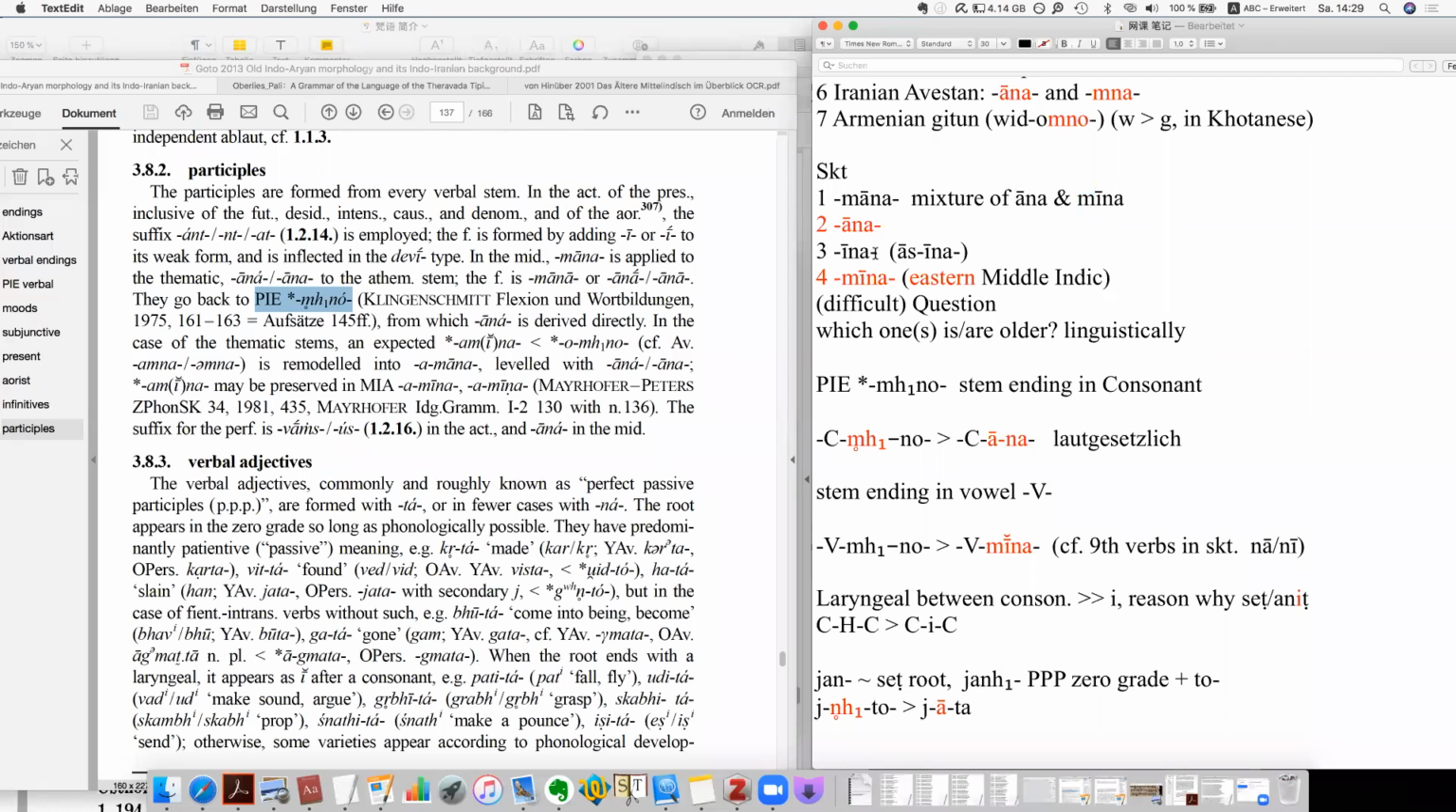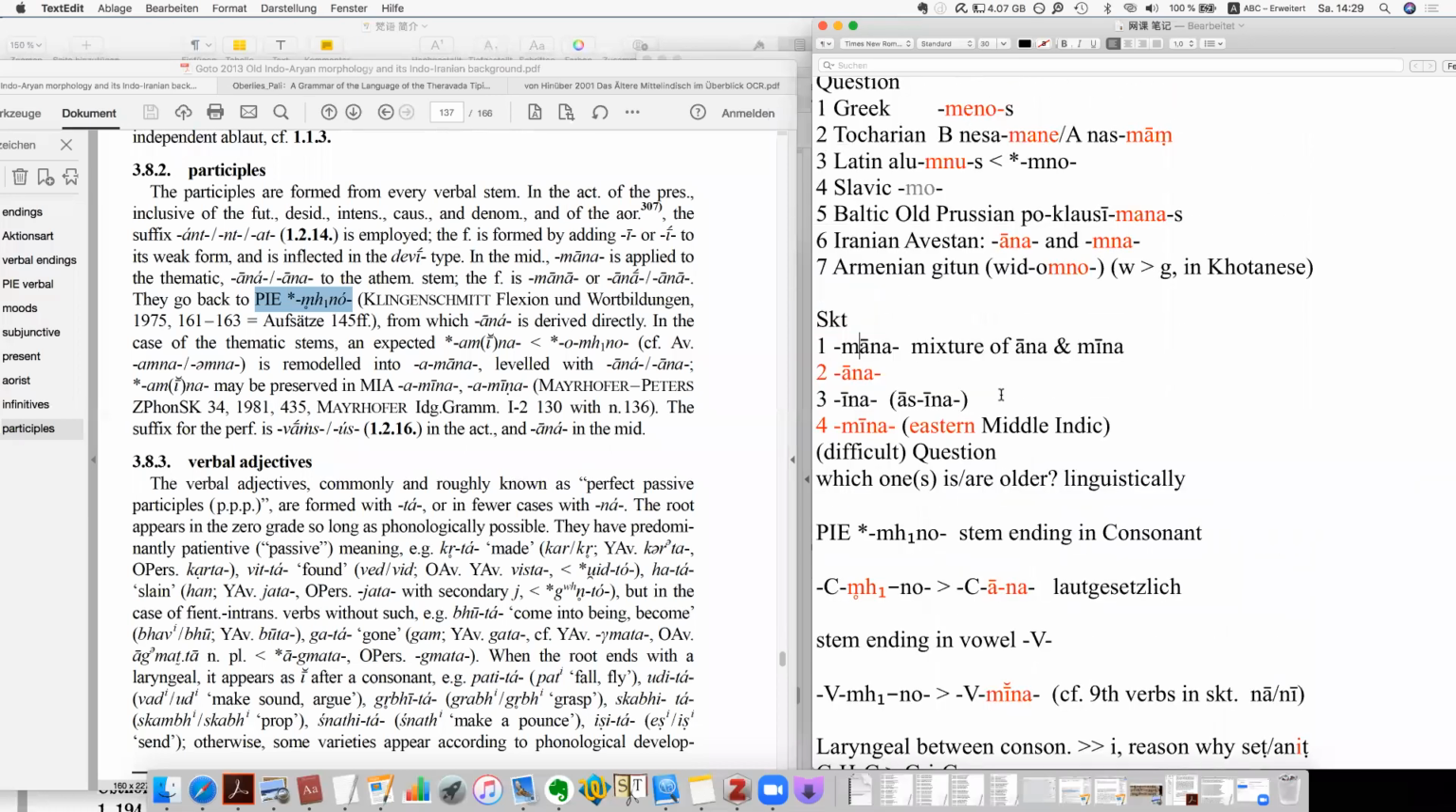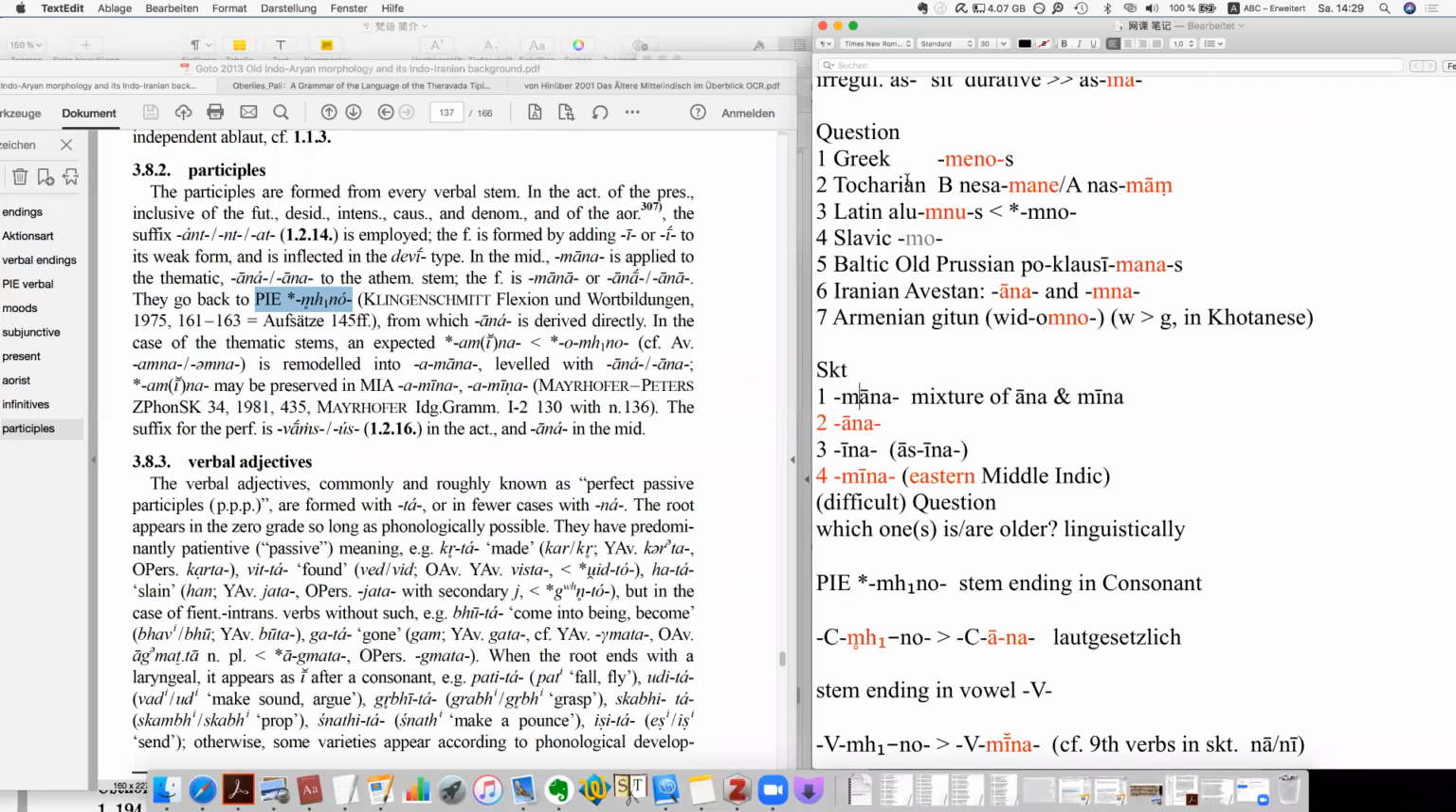Okay. And then how can we explain this one? Again, this is the mixture of these two. So you have ana and you have mina, and then comes the result of ina. So again, these two are regular sound changes, but these two, 1 and 3, are secondary. Okay, let's move to the explanation of all these examples.